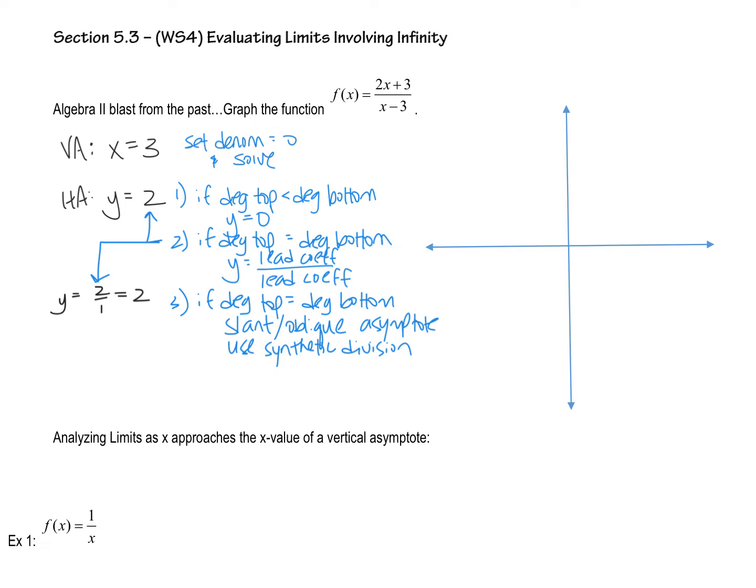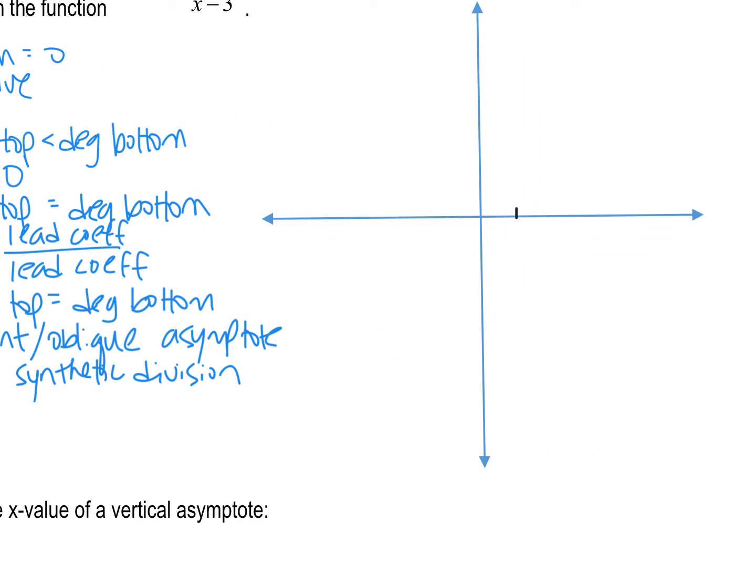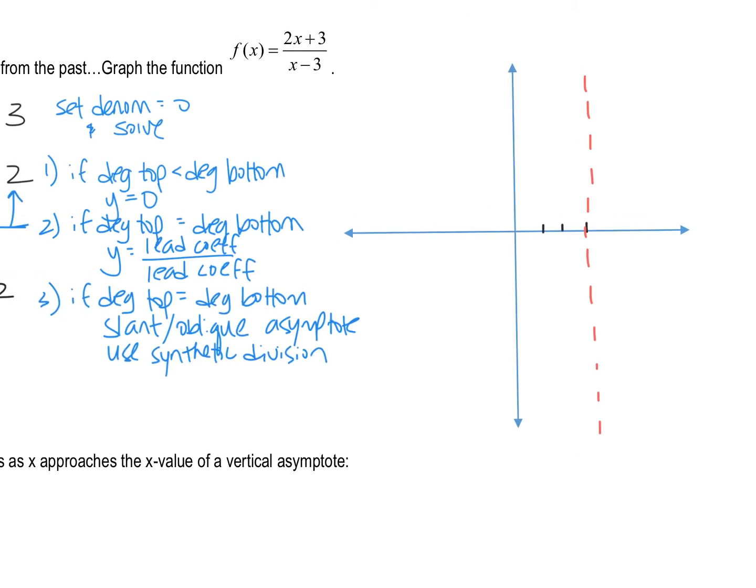So anyways, the very first thing I'm going to do is I'm going to graph x equals 3 as a vertical line. And I like to put it in red or highlighter or some sort of a different color. So I have an asymptote on my graph that looks like that. That is the first thing I'm going to do.